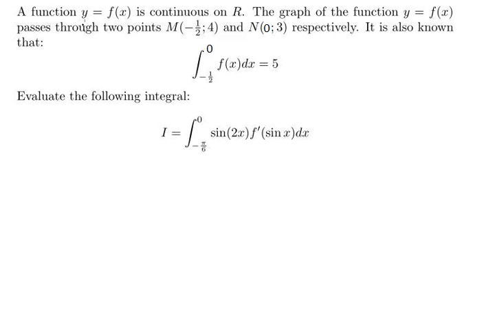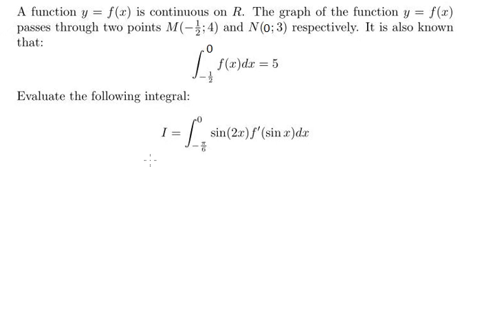A function y equals f of x is continuous on R. R is about real numbers. The graph of the function y equals f of x passes through 2 points, m and n respectively. It is also known that we have this equation in here. We need to find this value in here.